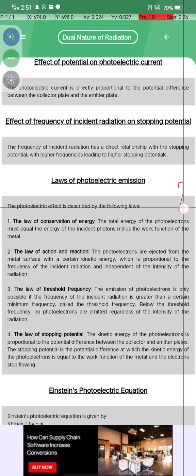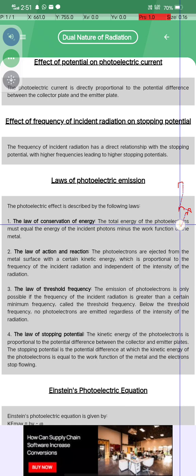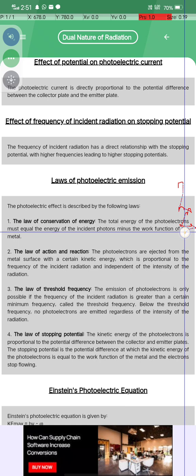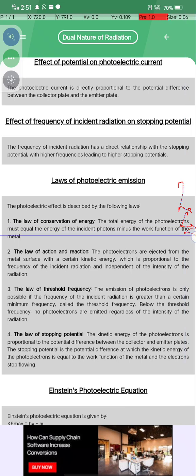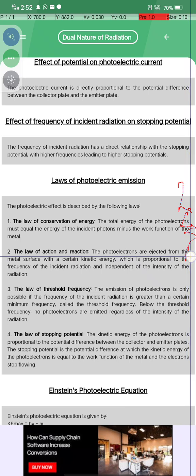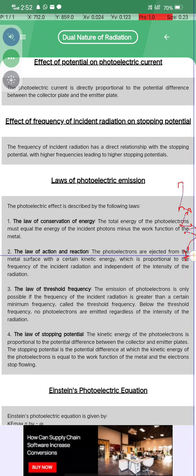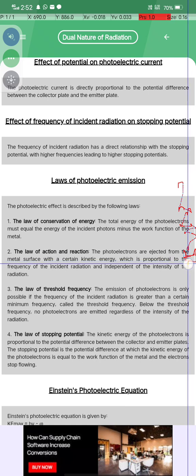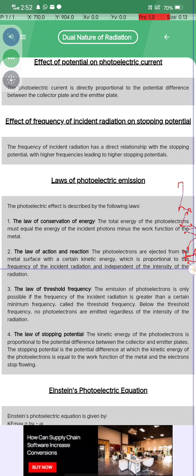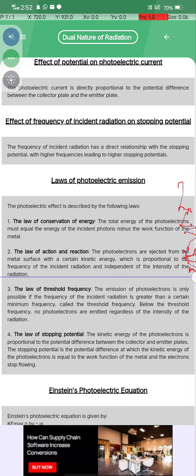The photoelectric emission effect is described by the following laws. The law of conservation of energy: the total energy of the photoelectron must be equal to the incident photon energy minus the work function of the metal. The law of action and reaction: the photoelectrons are ejected from the metal surface with a certain kinetic energy which is proportional to the frequency of the incident radiation, independent of the intensity of radiation.